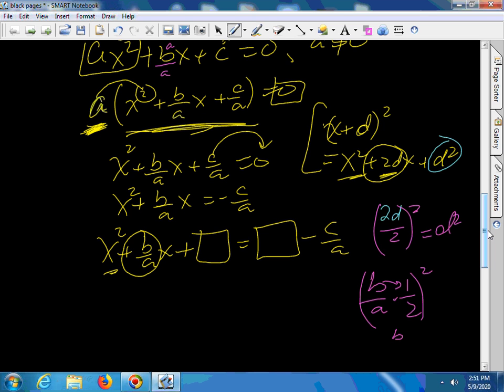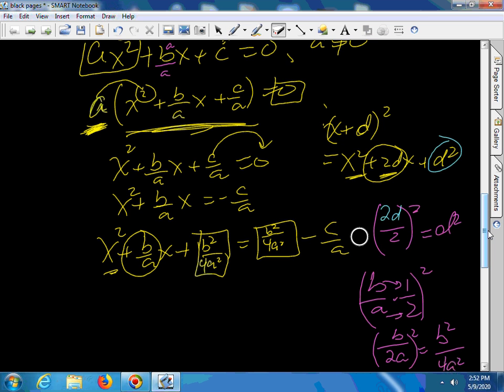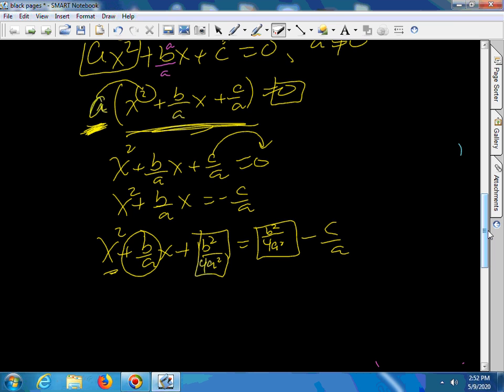B times 1 is b, a times 2 is 2a. Like I said, I square it. So I get the b squared, I get the 2 squared, a squared. So that's what I'm going to add in this bracket. I am going to add b squared over 4a squared. B squared over 4a squared. Let's get rid of our side work. Learn how to complete your squares.